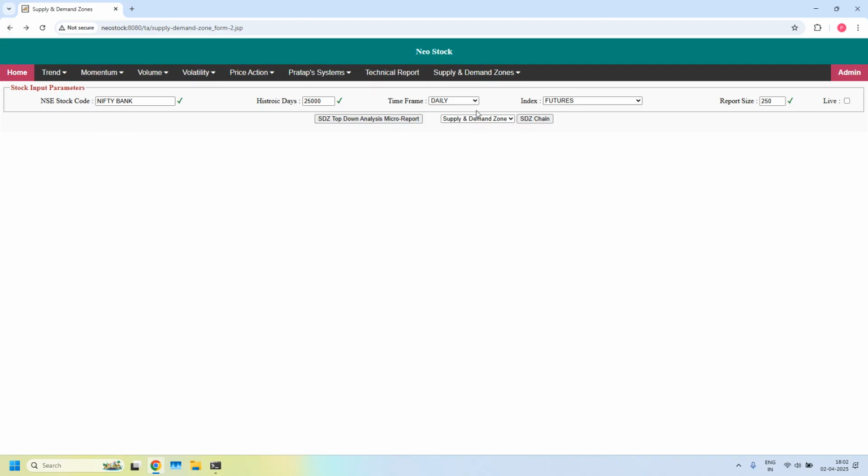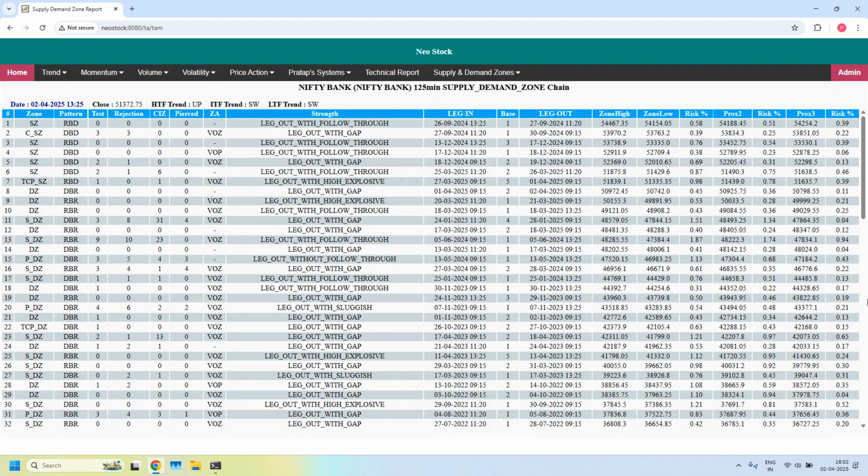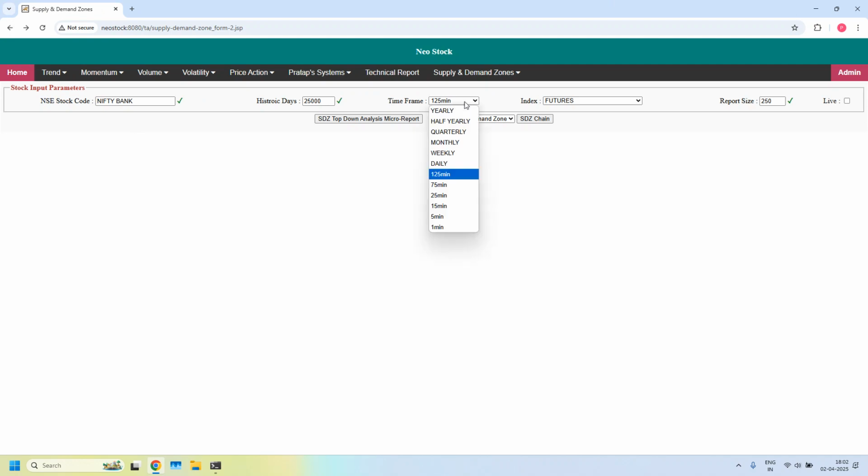Next, generating the 125 minutes supply demand zone chain for BANKNIFTY. Next, generating the 75 minutes supply demand zone chain for BANKNIFTY.